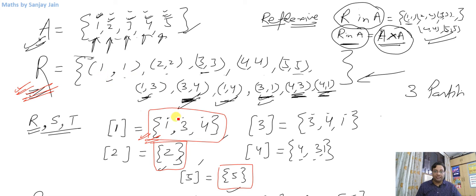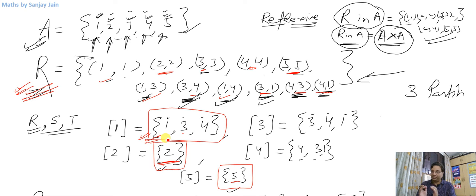So if I take the Cartesian product of this set {1, 3, 4} with itself, it will give me the elements (1,1), (1,3), (1,4). Then (3,1), (3,3), (3,4). Then (4,1), (4,3), (4,4). And the Cartesian product of this set with itself will give me (2,2). So this is the element. The Cartesian product of this set with itself will give me (5,5). So this will be the element. If you notice, I've underlined all the elements. So I'll be able to obtain the equivalence relation if I am given the partitions only.